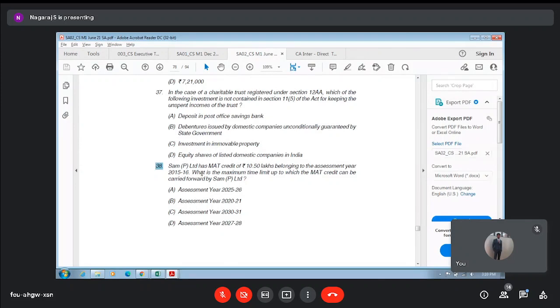For the assessment year 16-17, what is the maximum time limit up to which AMT credit can be carried forward by Sam? Up to which year? You need to calculate how many years you can carry forward. 15 years, assessment years. This is the 16-17 assessment year. In that assessment year, you have a credit. Then calculate 15 years from this.